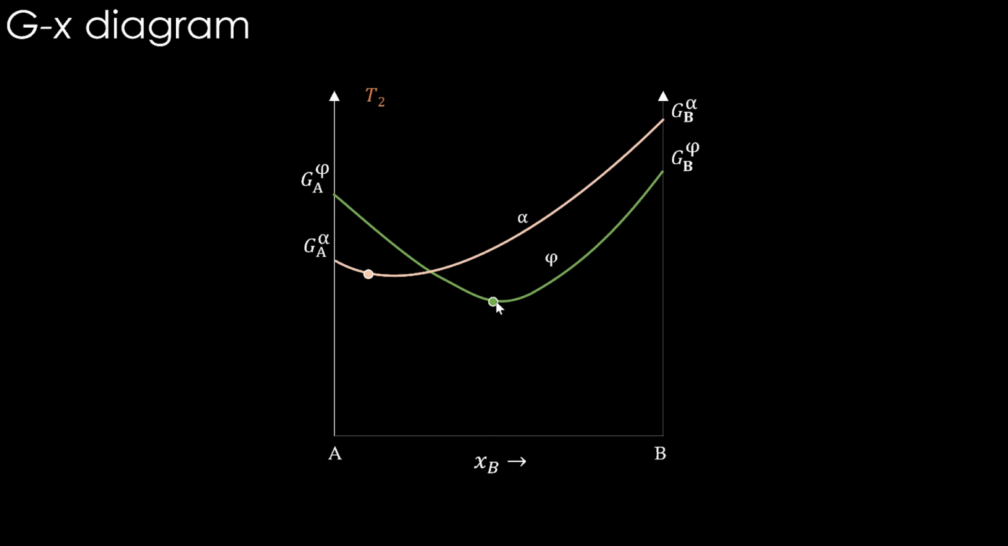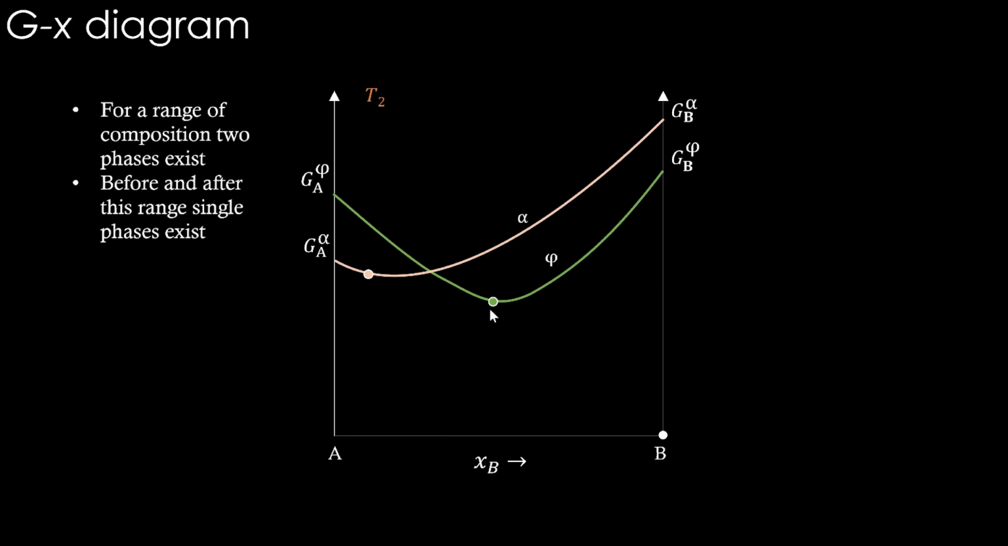And beyond this composition or before this composition, let's say this entire range here, or the range before this pink dot here, both of them will have only a single phase. This side it will be phi, and from below this point it will be alpha. Okay, only alpha will be stable, not two phases. And only in overall compositions of this range will we have this two-phase equilibrium. Right. So for a range of compositions, two phases exist. Before and after this range, single phases exist.